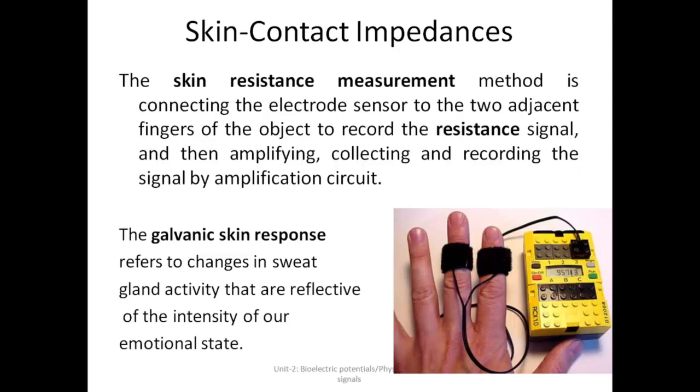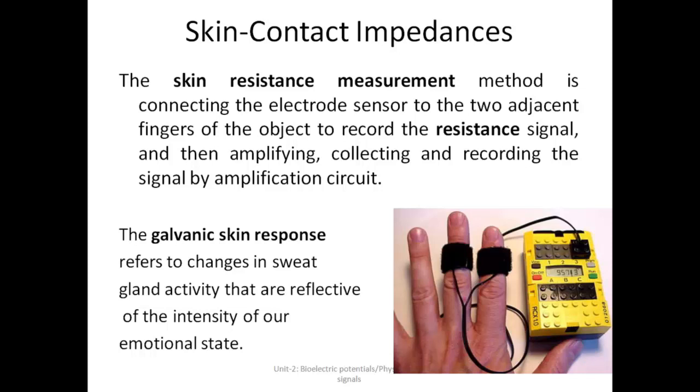So the skin resistance measurement method is connecting the electrode sensor to two adjacent fingers of the subject to record the resistance signal, and then amplifying, collecting and recording the signal by some amplification circuit. In the figure you can see that you have connected two electrodes to the adjacent fingers, and with the help of a multimeter or any recording device, you can actually measure the resistance signal between the two fingers, right? So this is actually called galvanic skin response. The resistance response of the skin is called galvanic skin response.